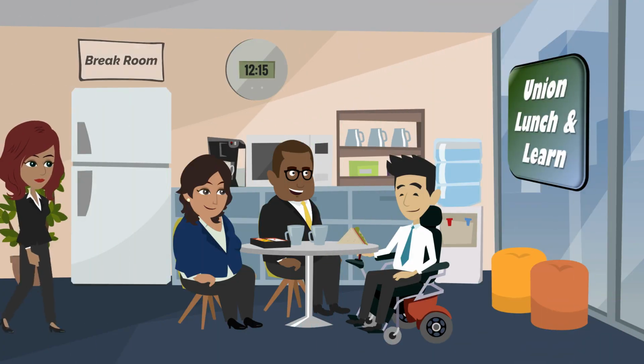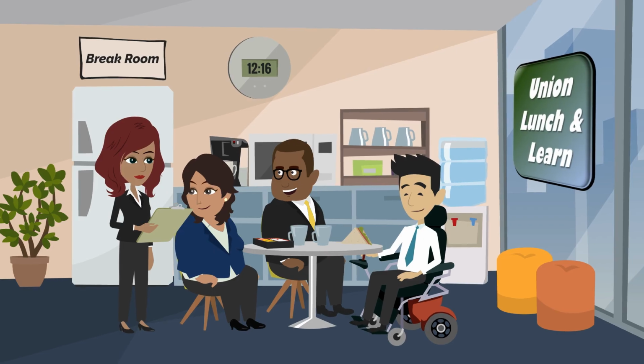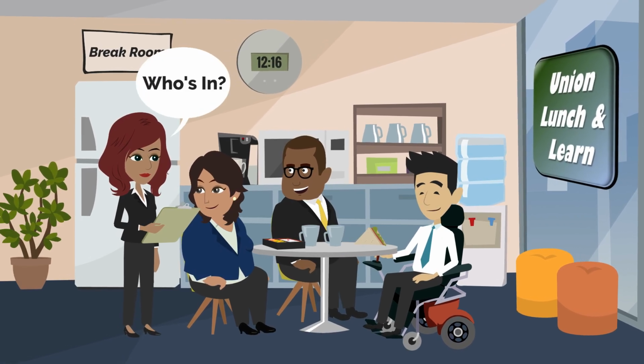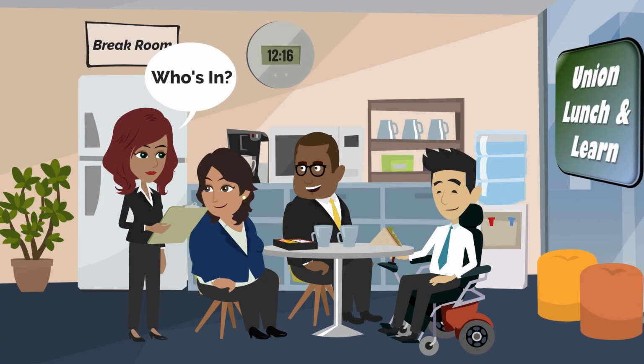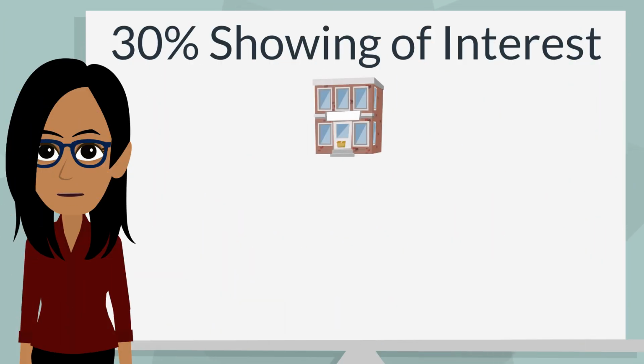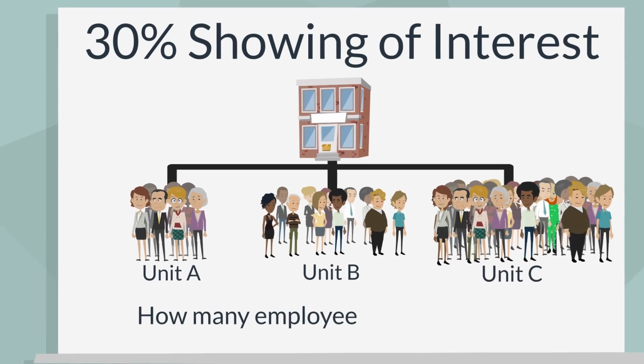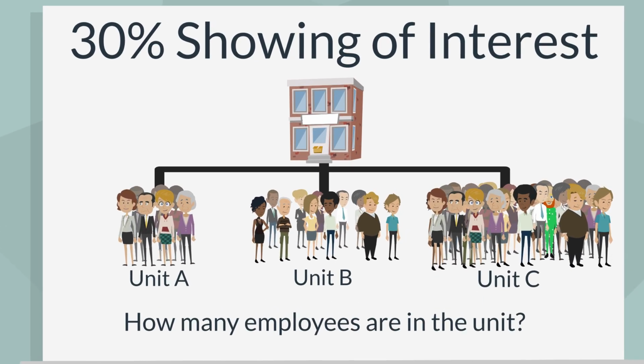Once you decide which employees you are seeking to represent, you must collect a showing of interest from at least 30% of those employees. This is to ensure we spend time and resources only where there is sufficient employee interest. In order to determine what constitutes a 30% showing of interest, you need to know approximately how many employees are in the unit you want to represent.